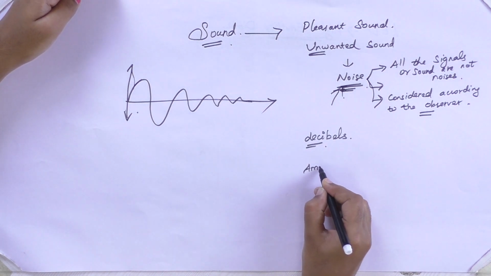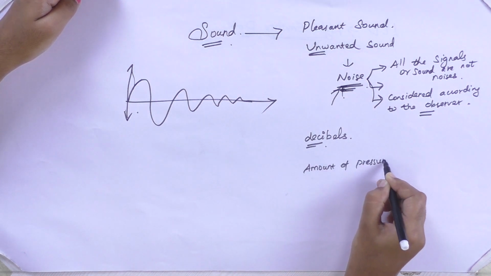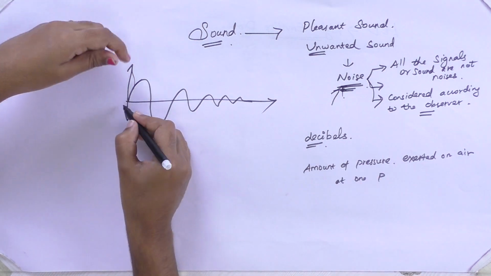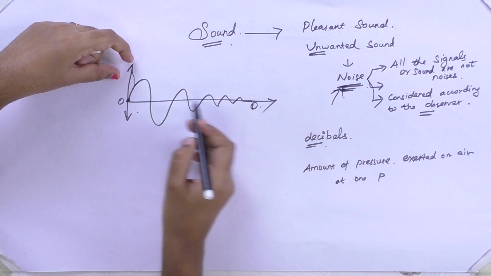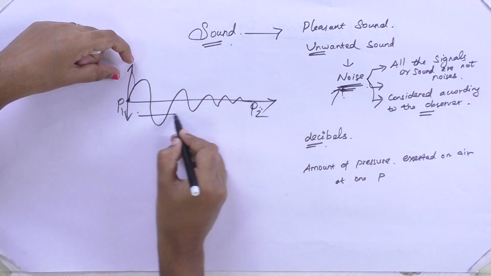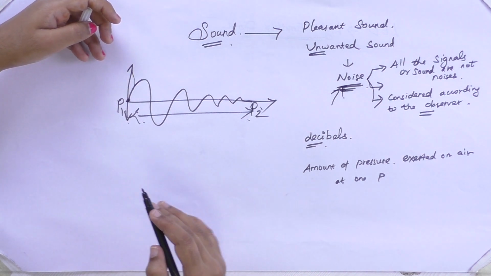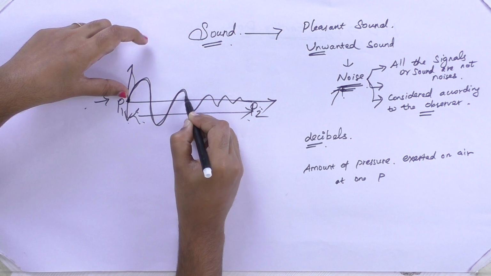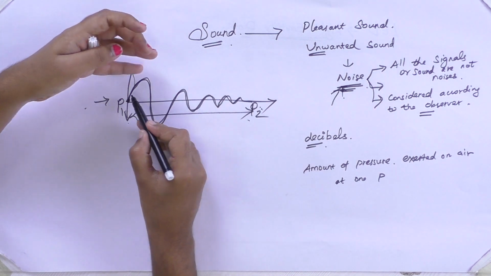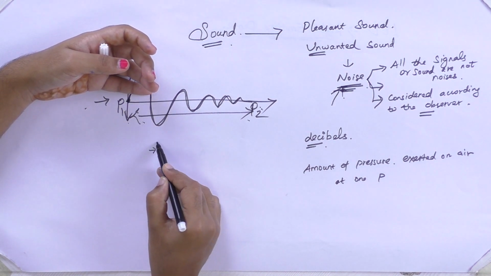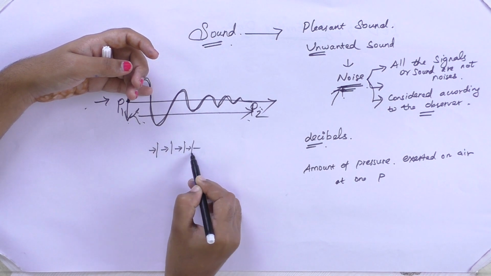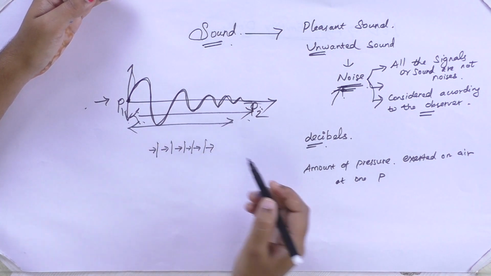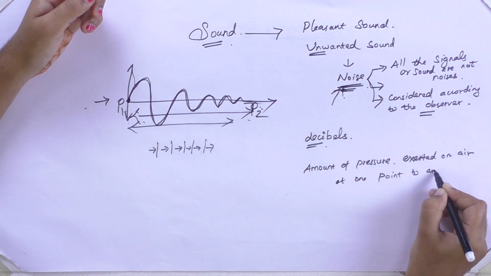Decibel is nothing but the amount of pressure exerted on air at one point, the amount of pressure from this point to this point. There will be continuously changing pressure exerted on the nearby medium. I am speaking here, and the voice is reaching there. Sound waves are transverse in nature. It starts here, and this sound exerts a pressure on the nearby medium, which exerts a pressure here, and continuously it will vanish until the pressure reduces. So it will be in a decreasing nature from one point to another.